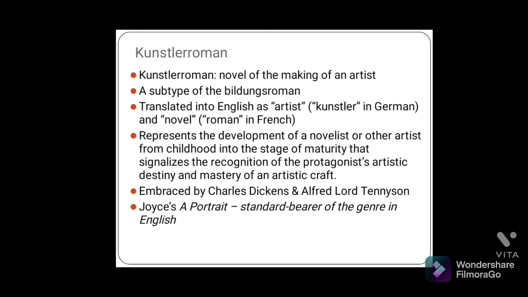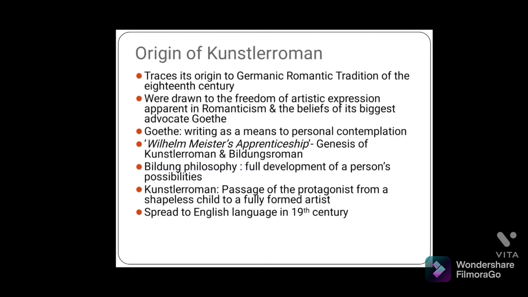It was embraced by Charles Dickens and Alfred Lord Tennyson. James Joyce's A Portrait of the Artist as a Young Man is a standard bearer of this genre. The Künstlerroman traces its origin to the Germanic Romantic tradition of the 18th century. Writers were drawn to the freedom of artistic expression apparent in Romanticism and the beliefs of its biggest advocate, Goethe. The writer Goethe saw writing as a means to personal contemplation. His work, Wilhelm Meister's Apprenticeship, was the genesis, or the beginning, of the Künstlerroman and Bildungsroman.